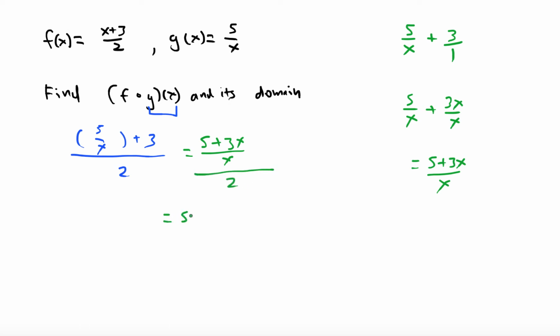And you notice that instead of dividing by 2, we can multiply, we can flip this over, times 2 over 1. Okay, so that becomes what? 10 plus 6x all over x. Notice this is f of g of x. This is f of g of x right here.